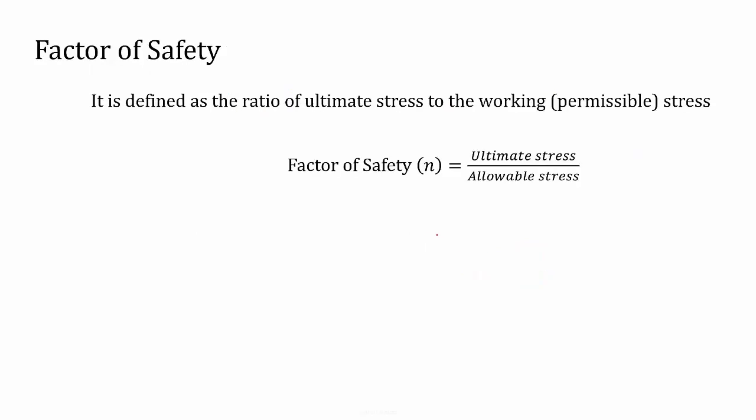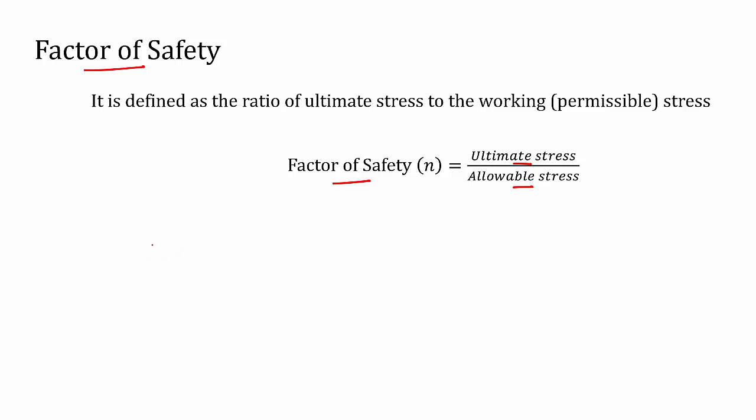Okay, now finally the factor of safety. So we have seen the different kinds of stresses, plasticity, elasticity, and finally the relation between stress and strain. Okay, so now what is factor of safety? Factor of safety is a beautiful thing in the design concept. It is actually the ratio between ultimate stress to allowable stress. So I'll tell you the factor of safety with an example.